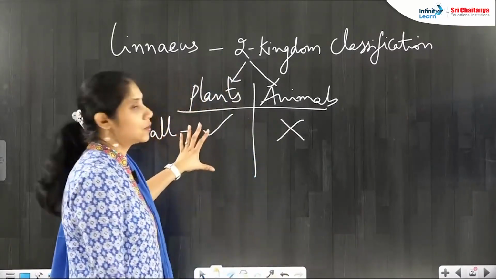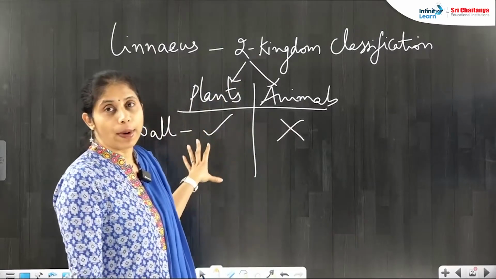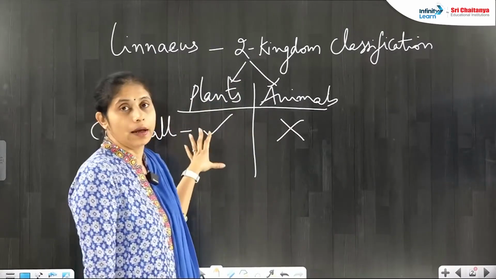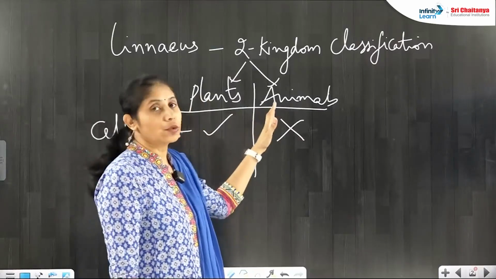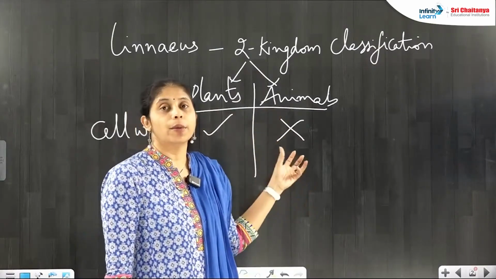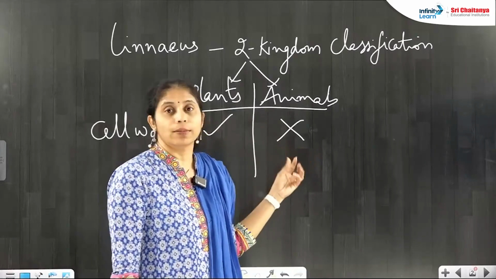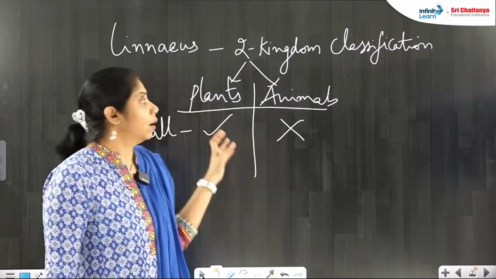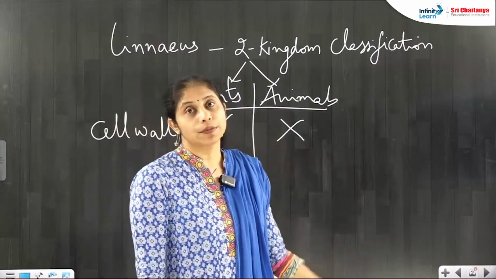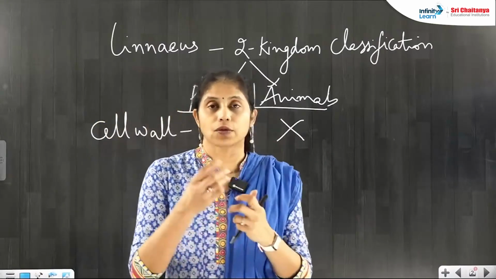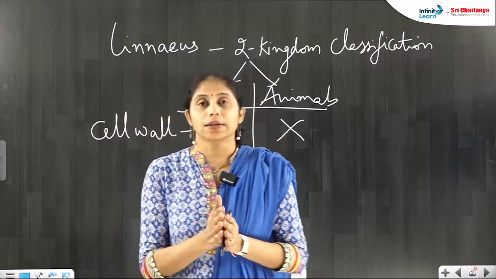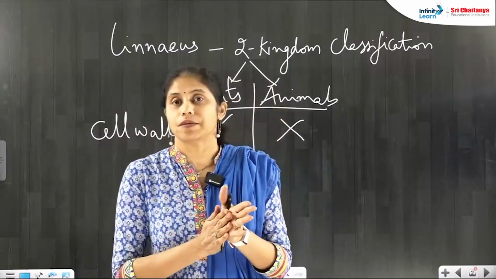So in the plants, all the bacteria, cyanobacteria, algae, fungi, plants, these are all kept under this. Only animals were kept under that, with the protozoans like amoeba, paramecium. It started with that Linnaeus two kingdom system. Later another scientist, Ernest Haeckel, solved the problem and gave the three kingdom system of classification.